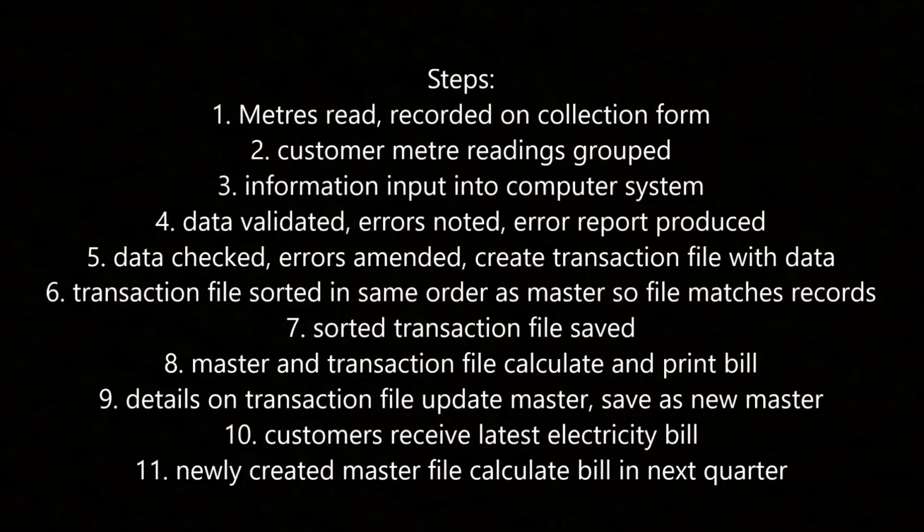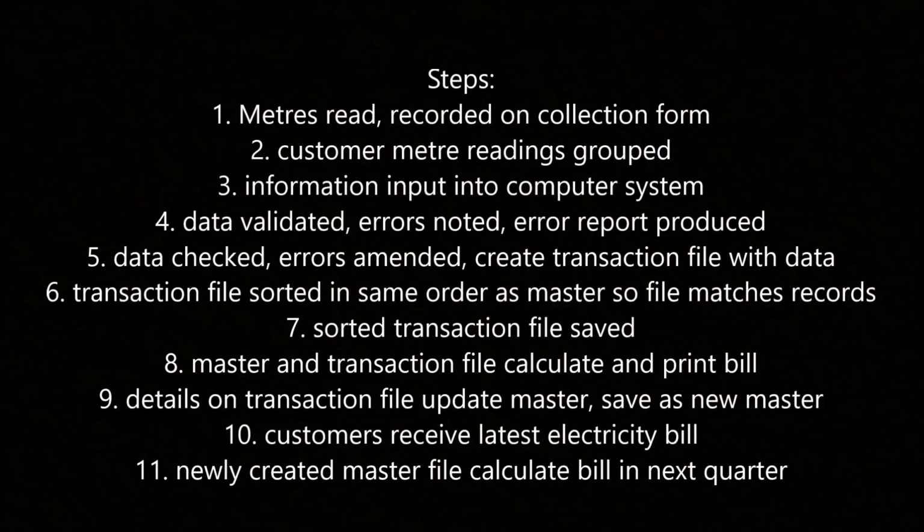Steps include reading a meter and recording it on a collection form, then the customer meter readings are grouped. The information is input to the computer system with the data being validated and errors noted on an error report produced. The data is then checked and errors are amended, with a transaction file being created with the data. The transaction file is sorted in the same order as the master file, so the file matches the records.